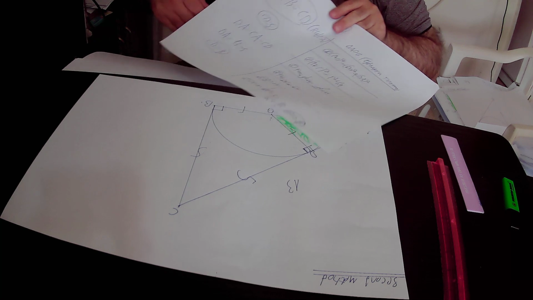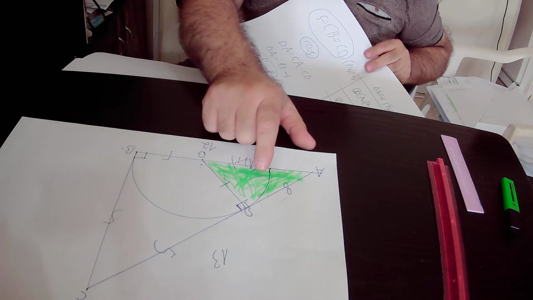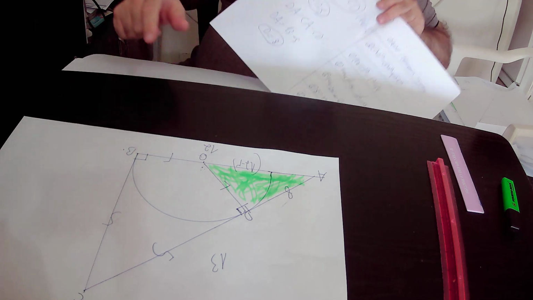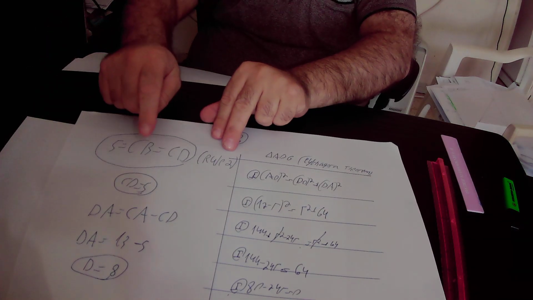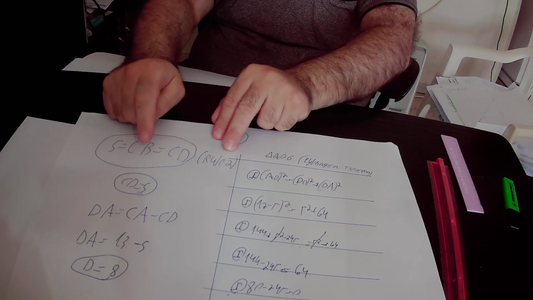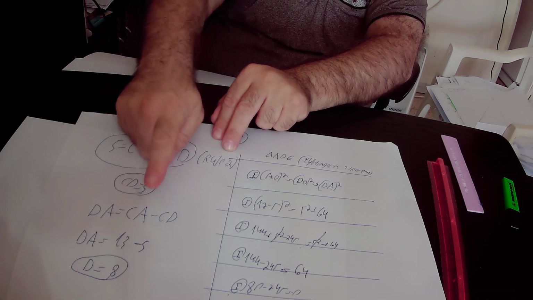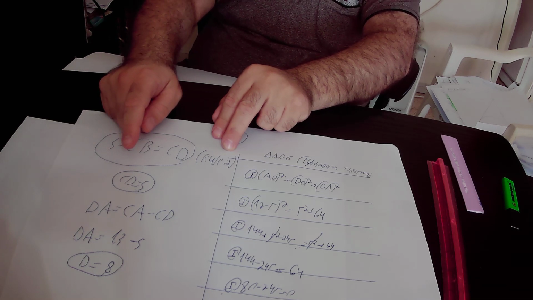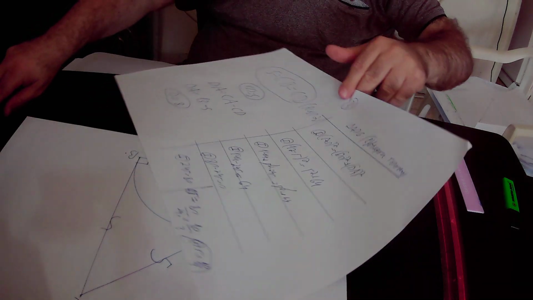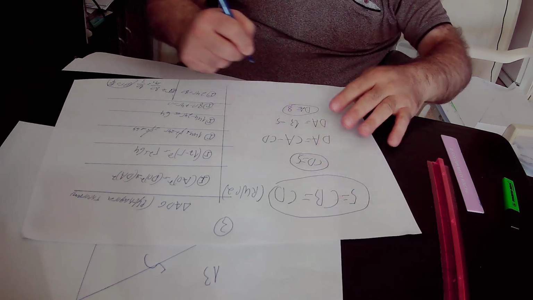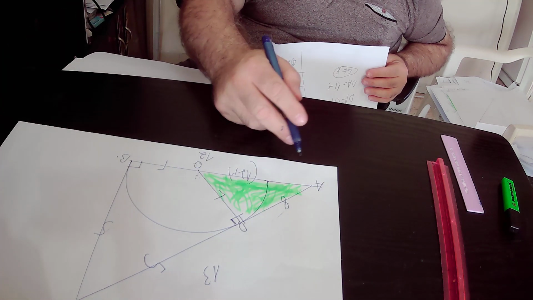And what is the value of DA? DA equals AC minus DC. Again, DA equals AC or CA minus CD. CA is 13, CD is 5. Therefore, DA equals 13 minus 5. That is to say, DA equals 8 units. So we found out that DA equals 8 units.